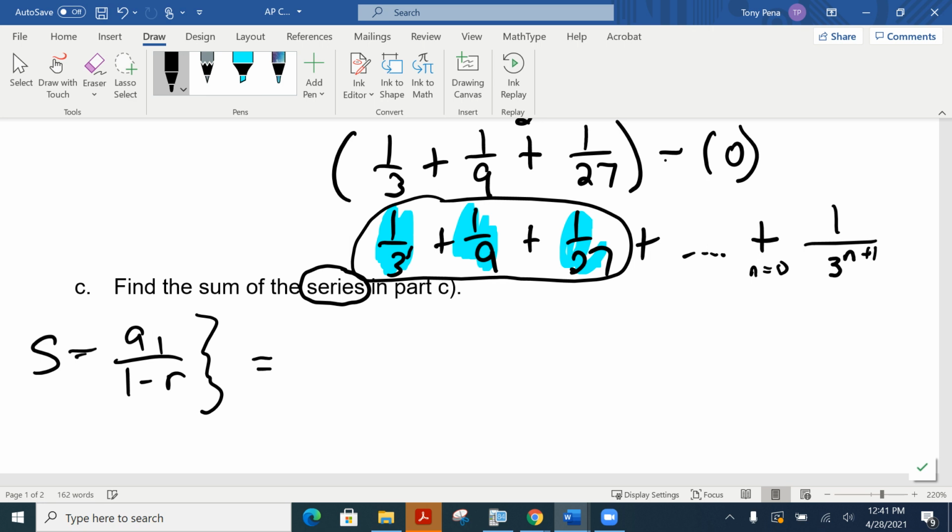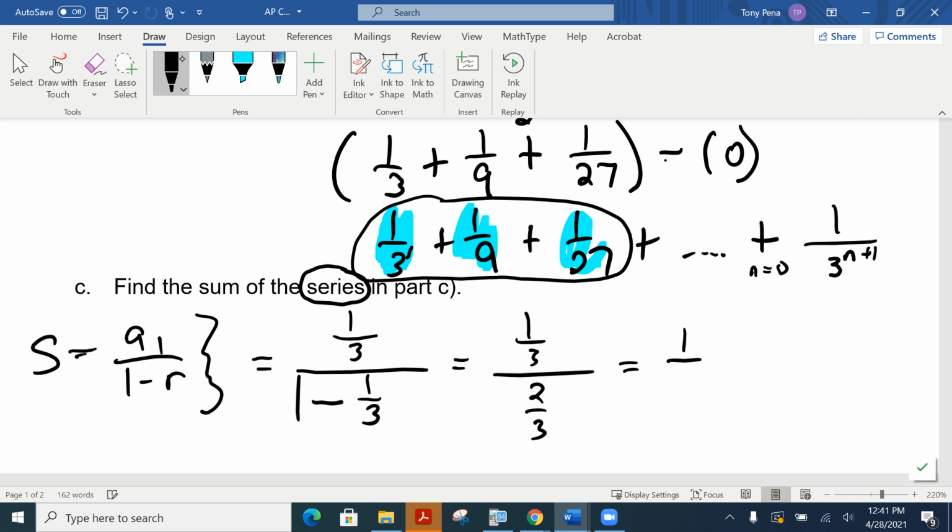All right. So the first term is the 1/3. We have 1 minus our ratio. We are multiplying by 1/3 as well. So we have 1/3 divided by 2/3. So our sum is 1/2. All right.